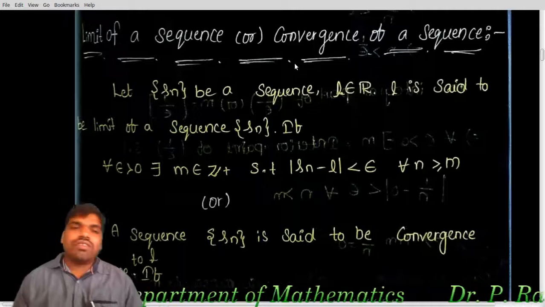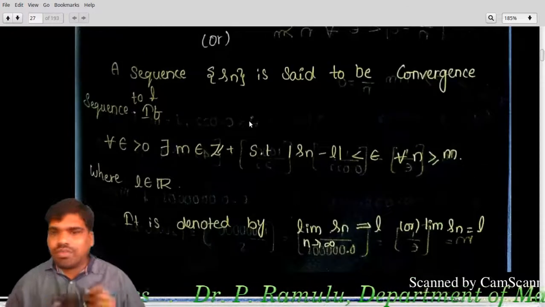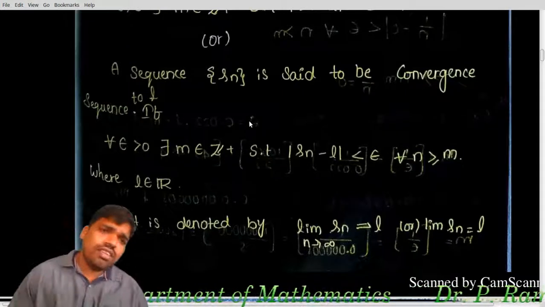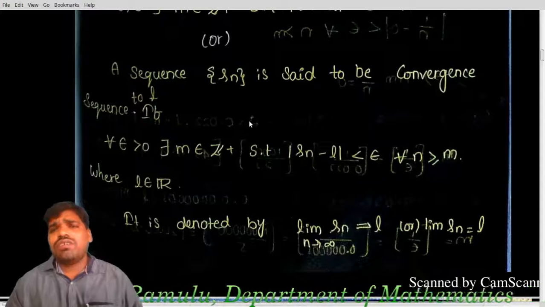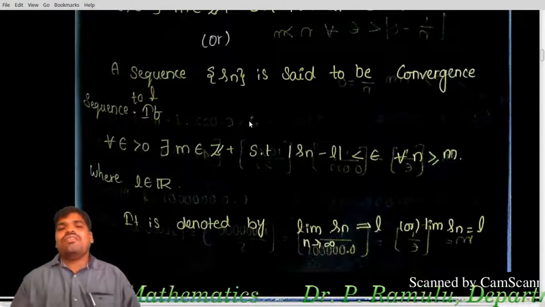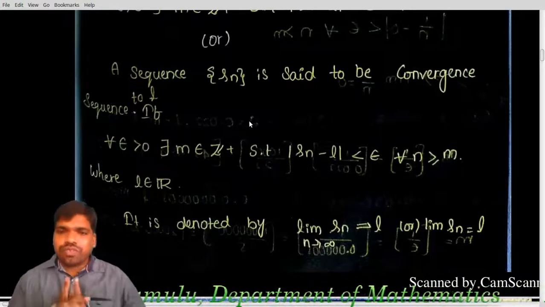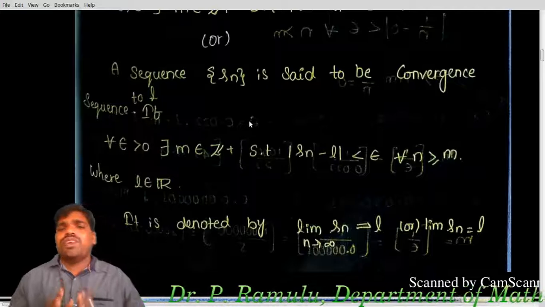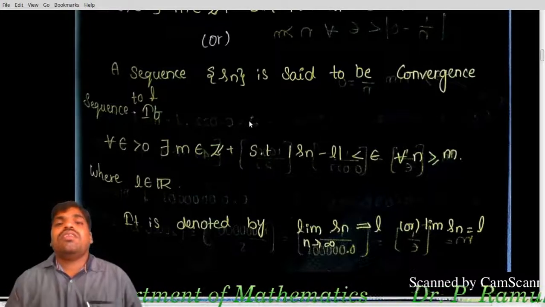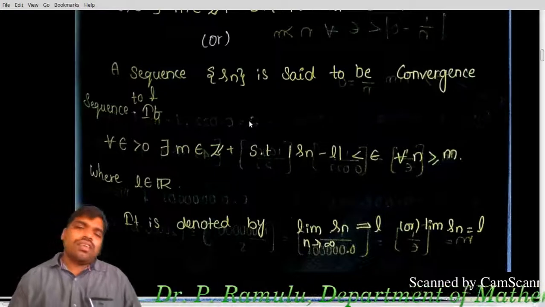The other thing is that we have already explained, now I am reasoning only. Let S_n be a sequence. S_n is said to converge to L if for all epsilon greater than 0 there exists M belonging to the natural numbers such that |S_n minus L| is less than epsilon for every n greater than or equal to M, where L belongs to R.